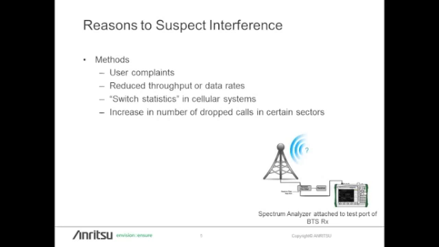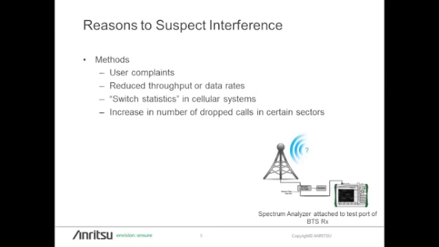You're looking at maybe some network statistics or KPIs. These are key performance indicators that are generated by the firmware in the cellular system that indicate different types of faults or issues that operators need to be concerned about. One of those might be a number of dropped calls in a certain sector. Could be a reason to suspect interference. But again, it doesn't necessarily mean you have interference.